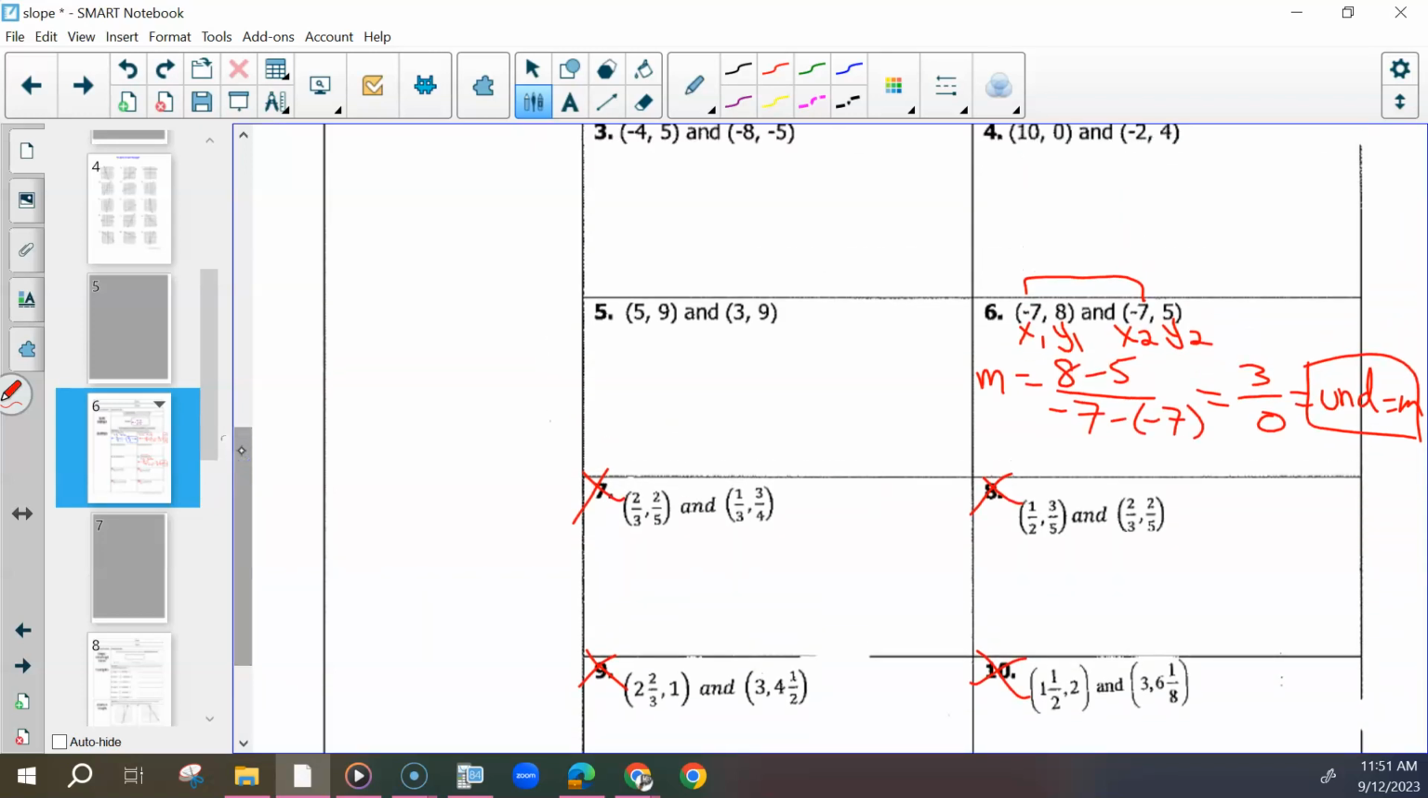Cross out 7 through 10. You can do them, but we are not doing them. You won't see anything like that in this class. Those were for a different class. So disregard those.